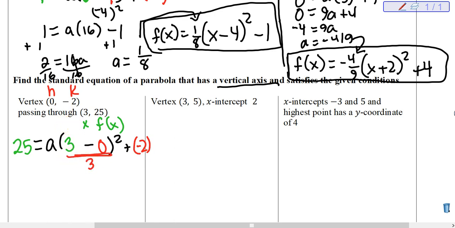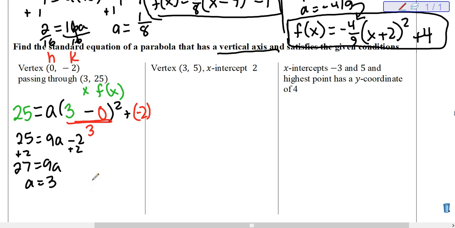That's 3, right? Okay, so that's 25 equals, can I just square 3? 9A minus 2. We'll add 2 to both sides. 27 equals 9A, so A equals 3. You okay with that? It's 27 divided by 9. Then we write the equation, replacing the A with a 3, and then plugging our vertex back in.